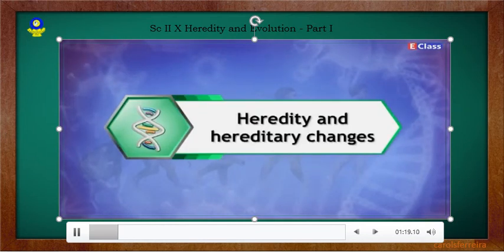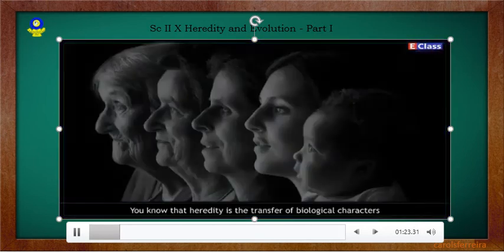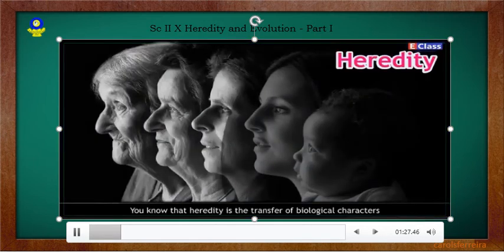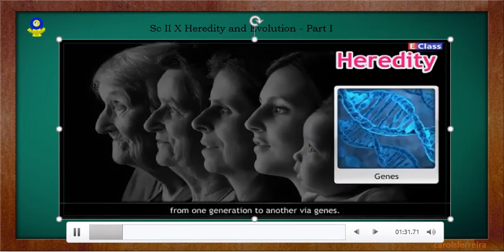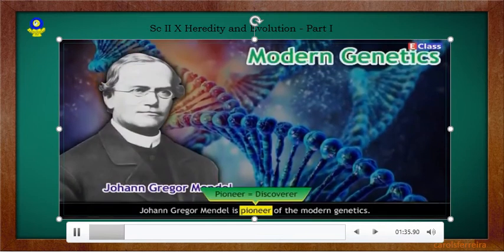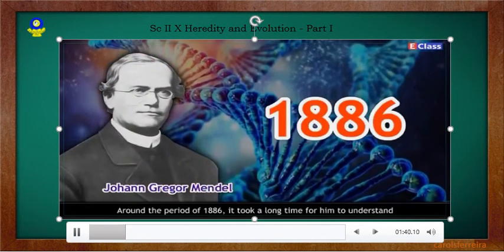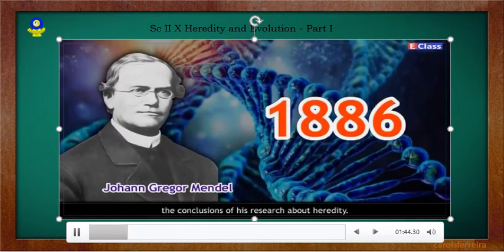Heredity and hereditary changes. You know that heredity is the transfer of biological characters from one generation to another via genes. Johann Gregor Mendel is the pioneer of modern genetics. Around the period of 1886, it took a long time for him to understand the conclusions of his research about heredity.